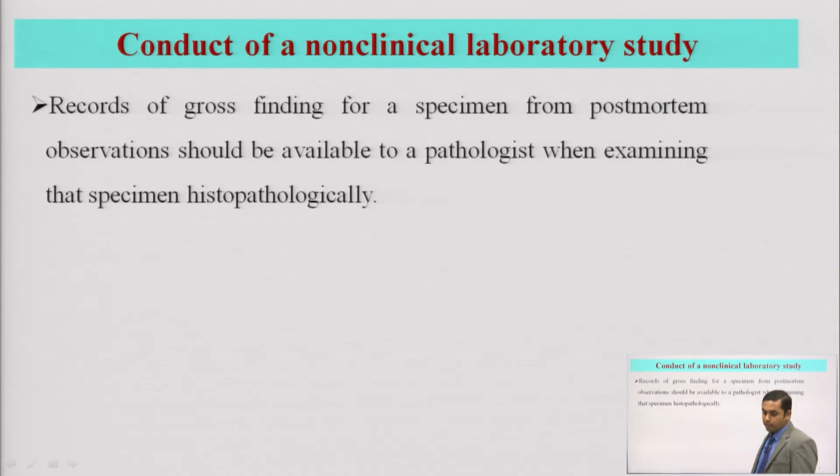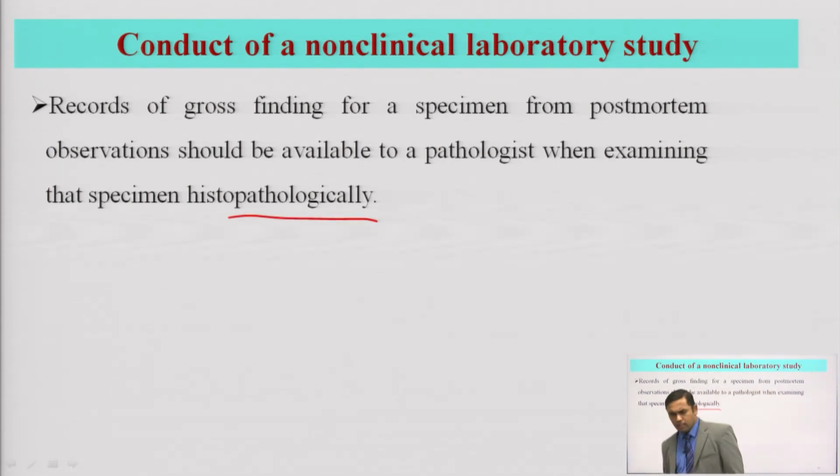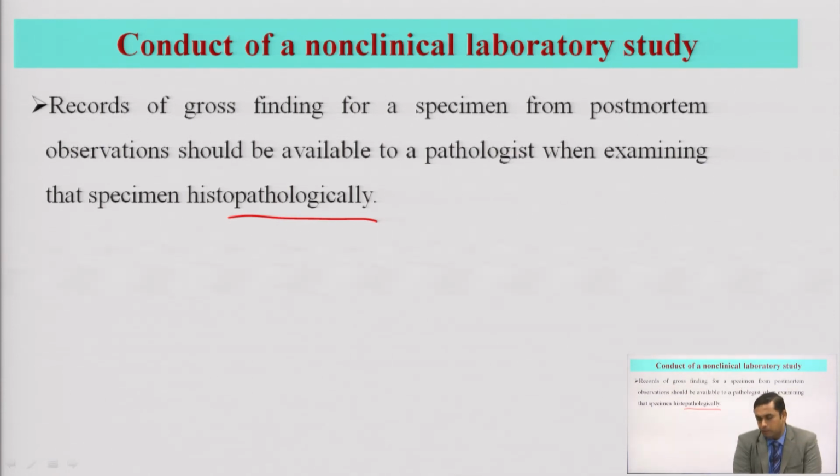Records of gross findings for a specimen from postmortem observation should be available to the pathologist when examining the specimen histopathologically. You see, when a pathologist performs the histopathological study, there are chances he or she finds some other observations, other results which you were not expecting.